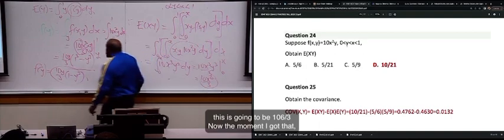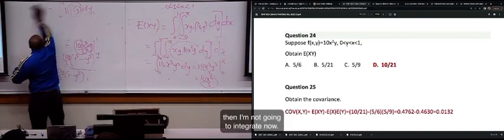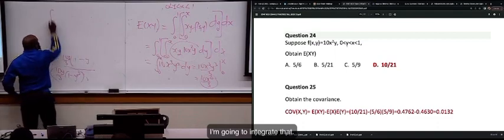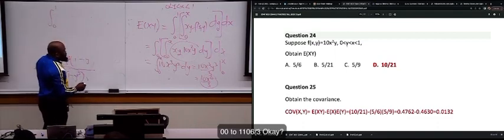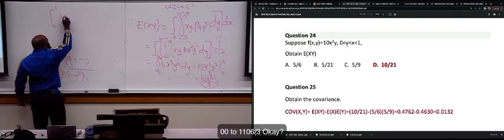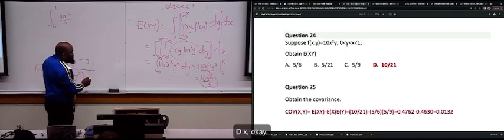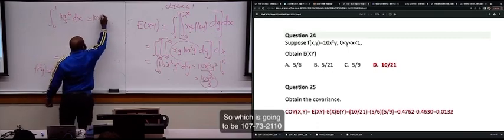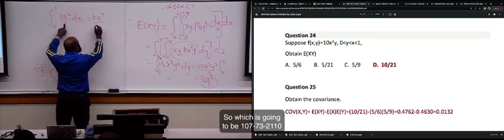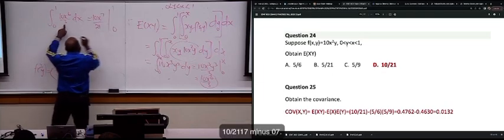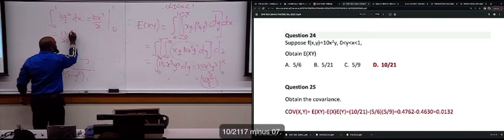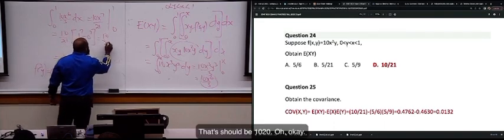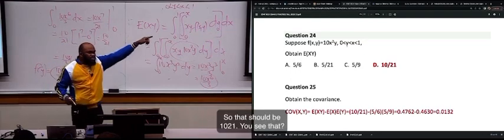Now, the moment I got that, I'm going to integrate from 0 to 1 of 10x to the 6 over 3 dx. So that is going to be 10x to the 7, and 7 times 3 is 21, from 0 to 1. So 10 over 21 times 1 to the 7 minus 0 to the 7. That should be 10 over 21.